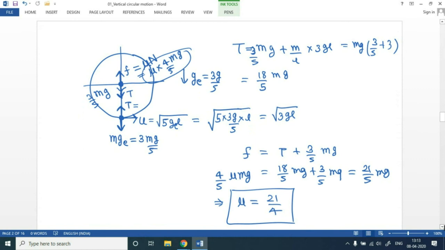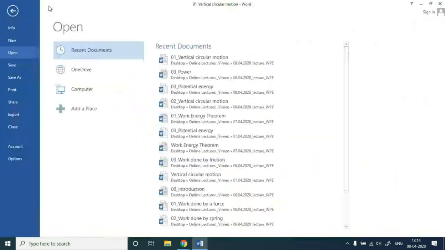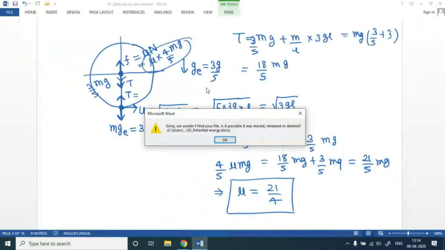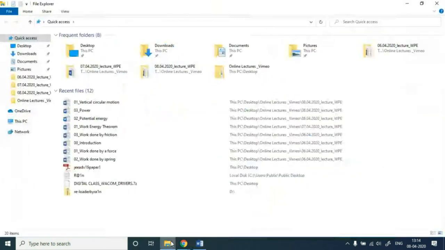Definitely there can be many varieties of problems in circular motion in a vertical plane, but since we are running out of time, we will be quickly moving on to another topic. And that topic is the relationship between force, conservative force and potential energy. So let me open that file for you. So that is this one.